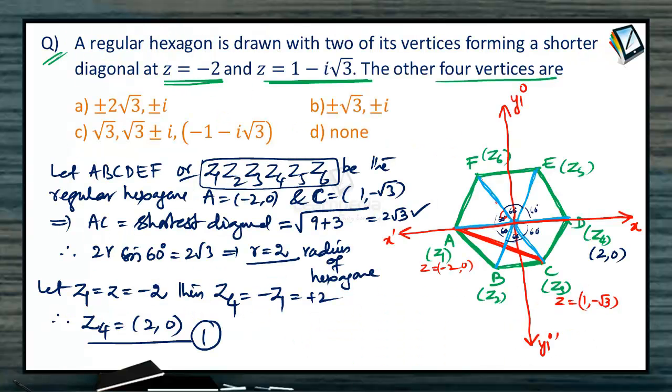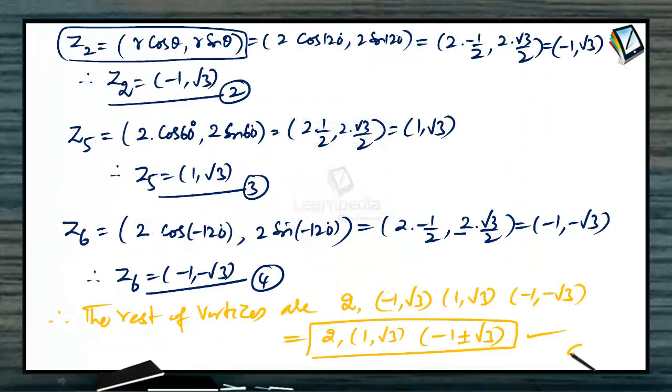So which option is going to be the correct option here? That is none of the first ones, because here root 3 is there: root 3 plus or minus i, minus 1. So option D is going to be the correct option for this question.